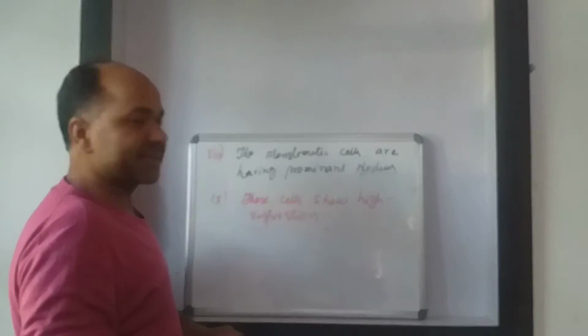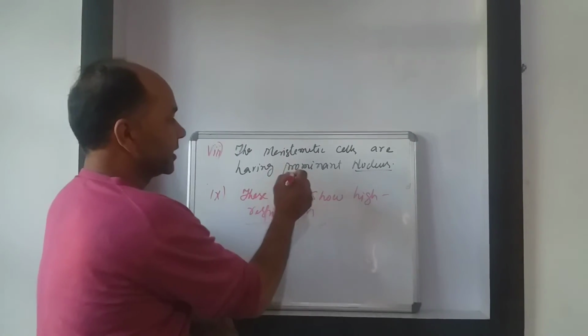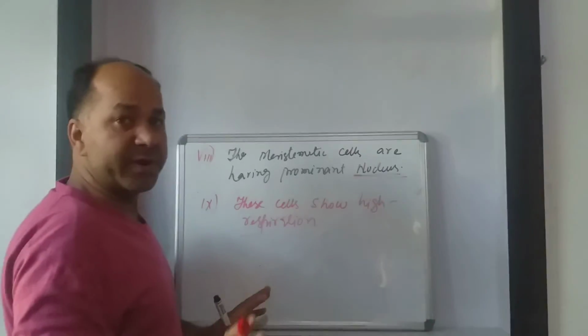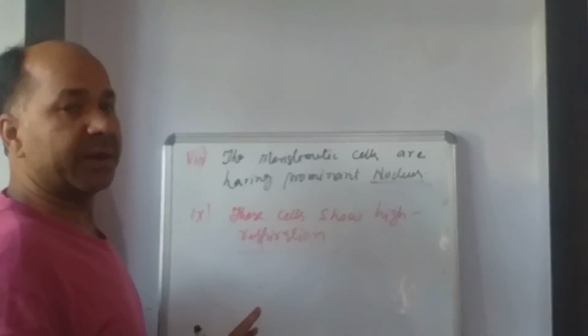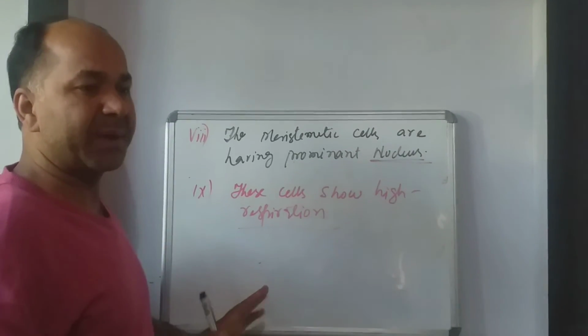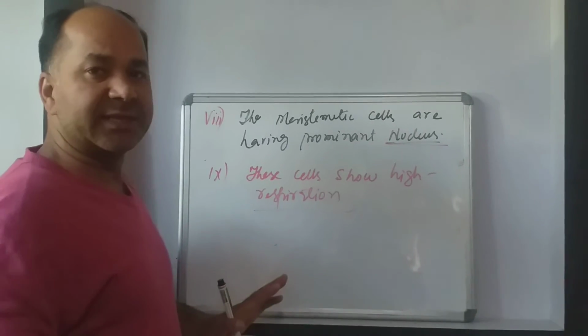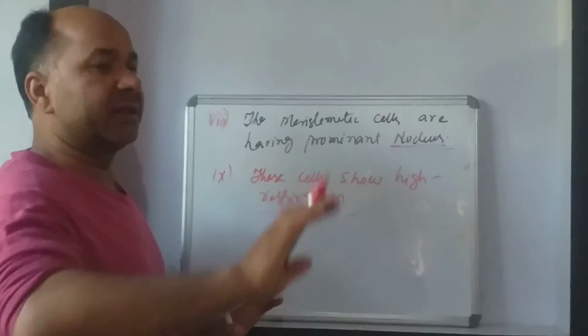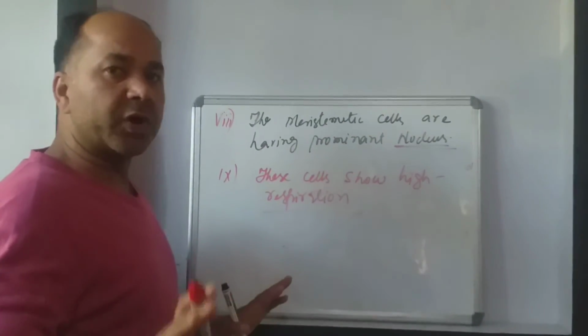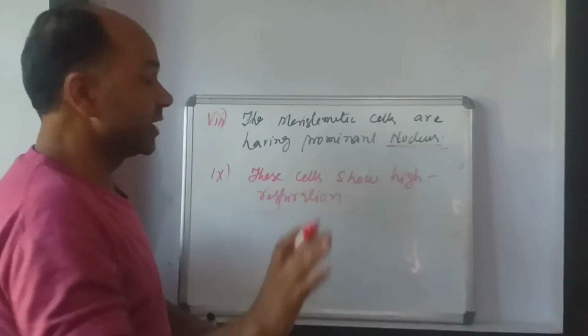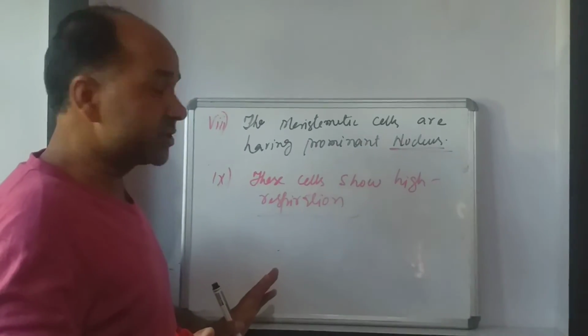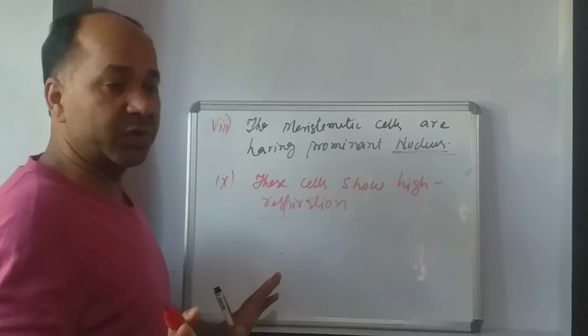The meristematic cells have another important characteristic, that is, they have a prominent nucleus which occupies the center of the meristematic cell. Otherwise, you will see that in parenchyma cells, collenchyma cells, or other plant cells other than the meristematic cells, the nucleus is peripheral, as the center is occupied by the plant cell vacuole. Here, the cell vacuole is absent and the nucleus is present in the center.